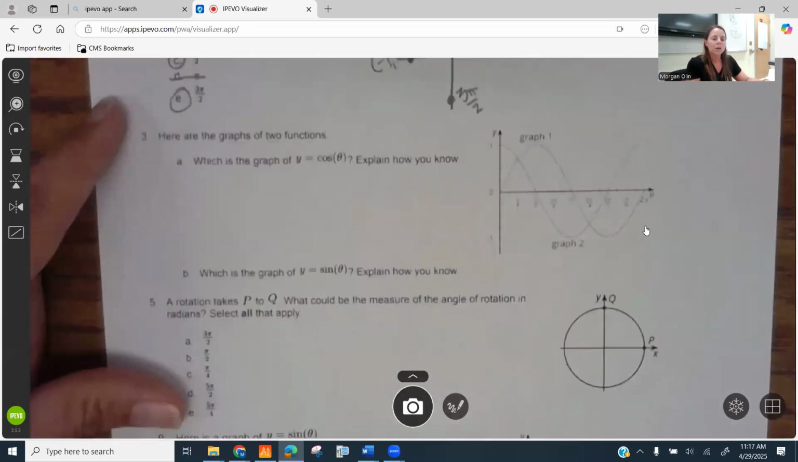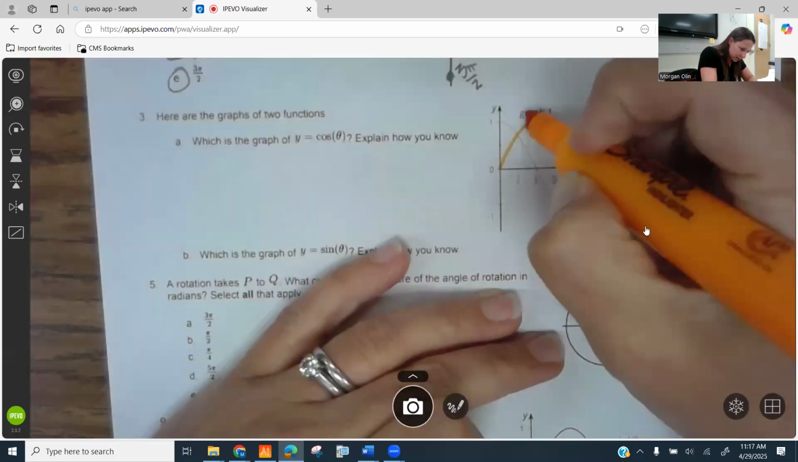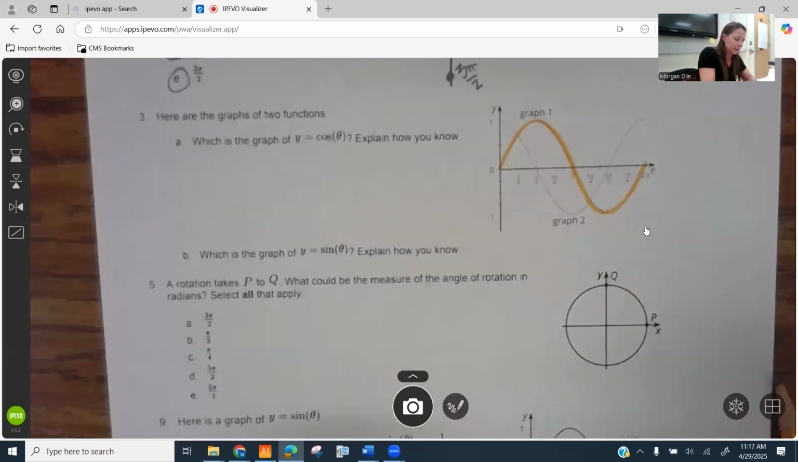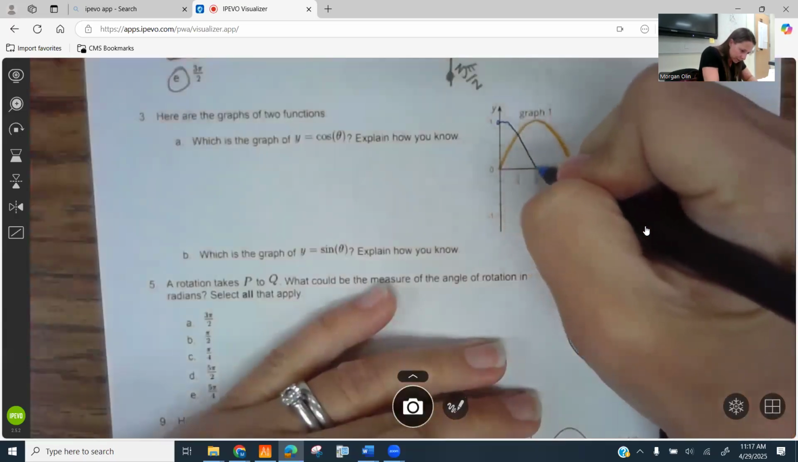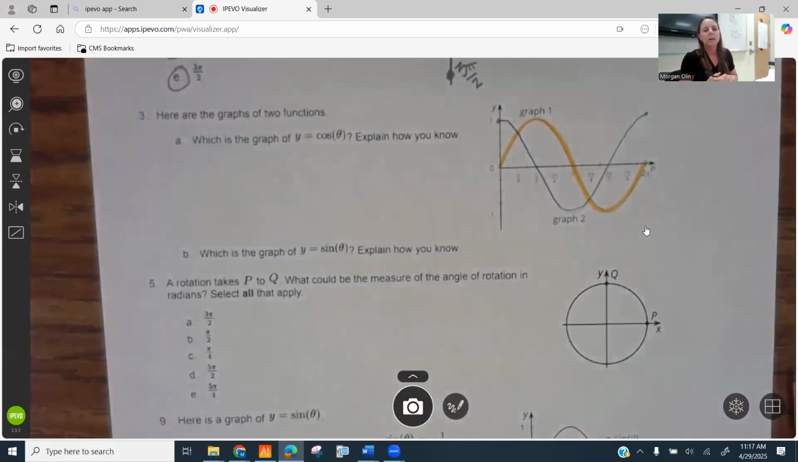All right, moving on. Number 3. Here are the graphs of two functions. Which is the graph of y equals cosine of theta? All right, think about when we first drew this out. Graph 1, I'm going to highlight in orange just so you can see it better, and then graph 2, I'm going to trace in blue. So here, when we talk about cosine, you can sit here and graph it and put it in the window if you would like. Otherwise, really just know something about it.